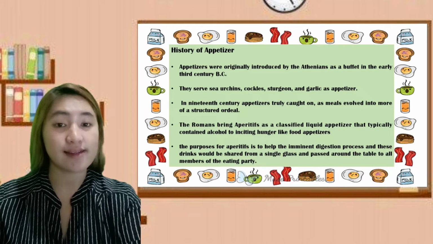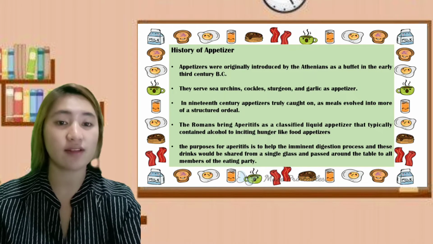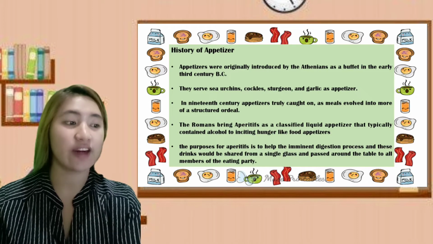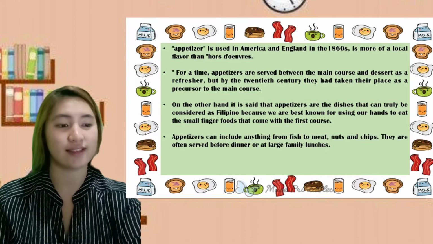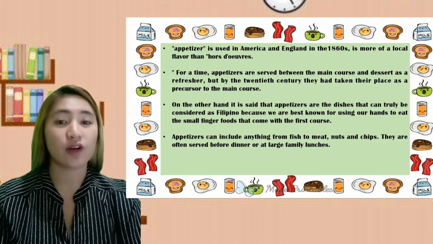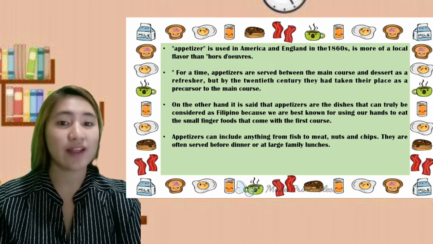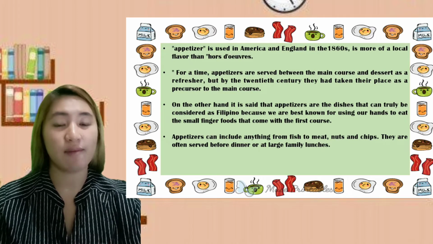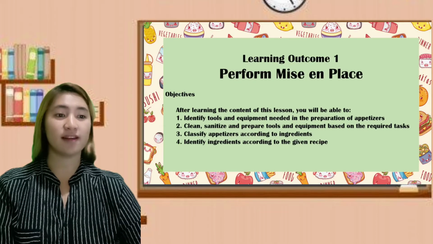So the purpose of aperitifs is to improve our digestion process, and it is shared from one single glass, passed from person to person all over the table until the last person at the table. In 1860s, Americans and English served appetizer between the main course and dessert as a refresher, but in 20s, appetizer was used as a precursor to the main course, or ito yung nauna bago yung main course, yung salad, or anything else.